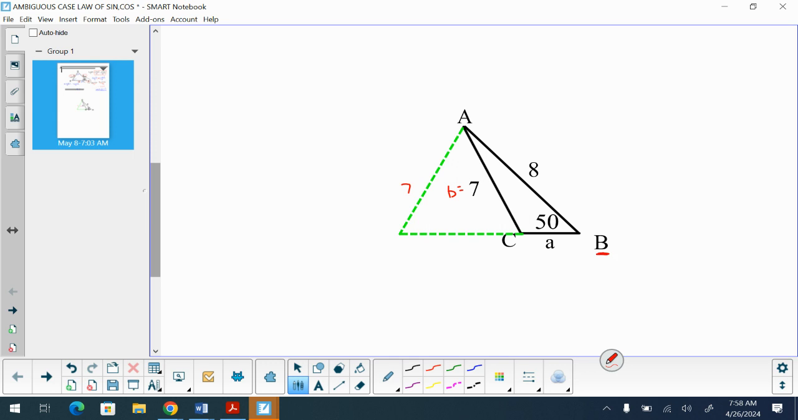Where big B is still 50 degrees. Little b is still 7. It's not here anymore. It's hinged over to here. And we didn't do anything with little c. So what we have is a second possibility, or second scenario, that we can do with the given information. It's the same conditions as what we had up top, but now we have a different look to the triangle. The question is, how do I find my other values?